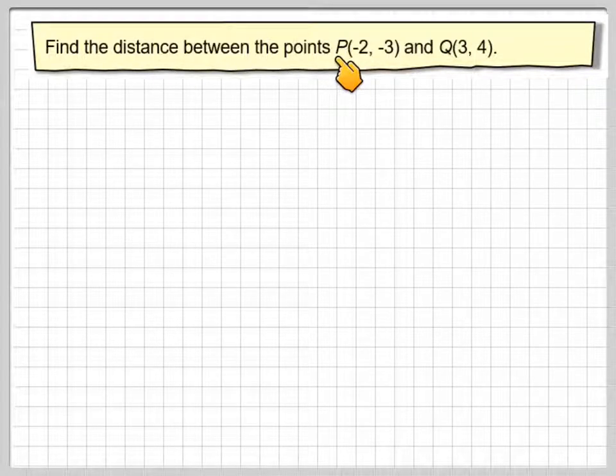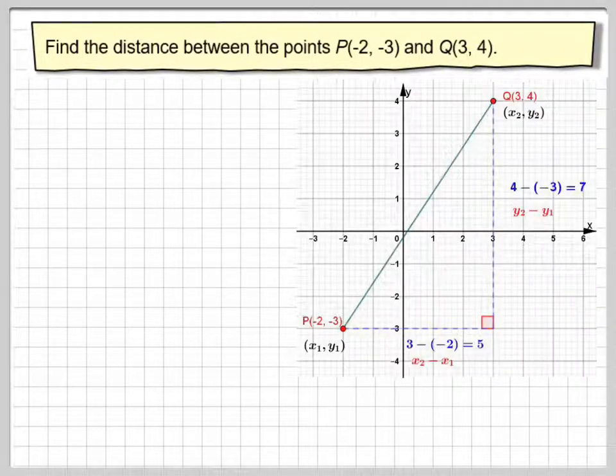Find the distance between the points P(-2, -3) and Q(3, 4). Okay, if we use a diagram, and the idea is to be able to do this without a diagram, if we call this point P(-2, -3), and this point here is (3, 4) on our grid. Now we can see for here, the x-coordinate here is going to be 3.